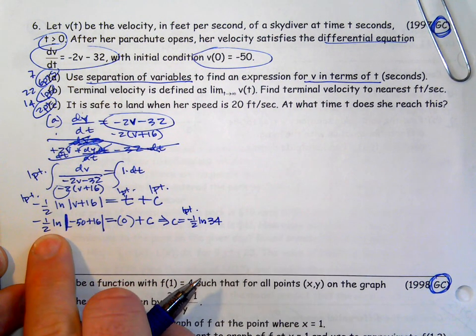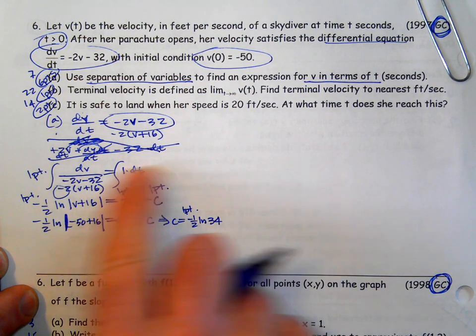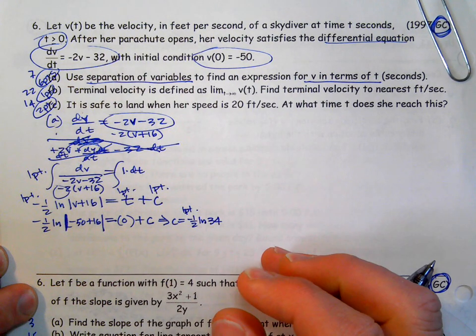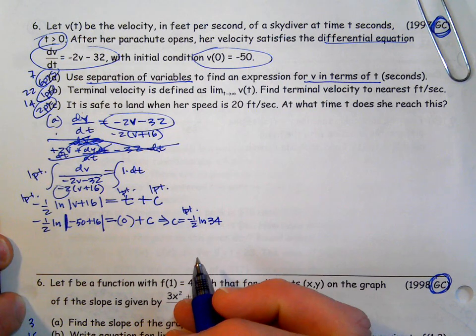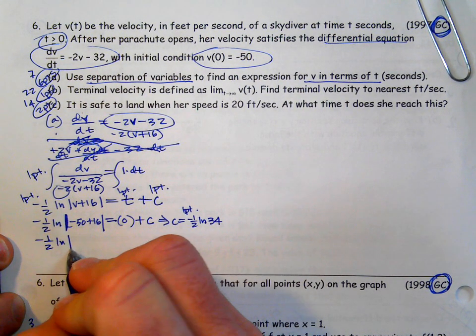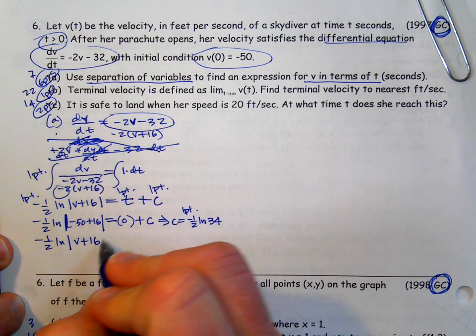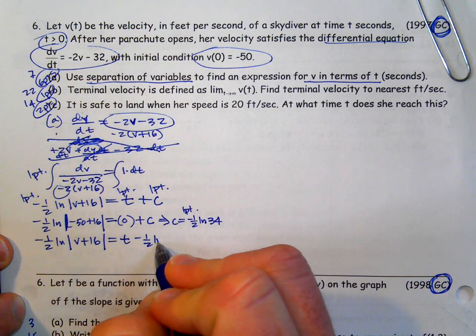Now, if you had left the -2 on the right side, things would go a little different. You would eventually get the same answer, but your c value might be different because the -2 would already be over here. So now we're going to rewrite it. Absolute values are still there. Put the v back in there. Put the t there. Put your c value you just found.